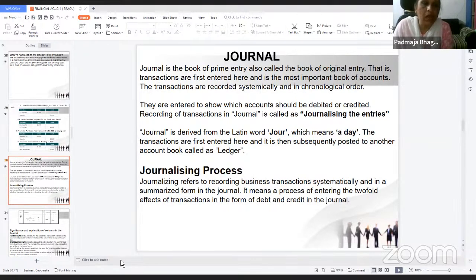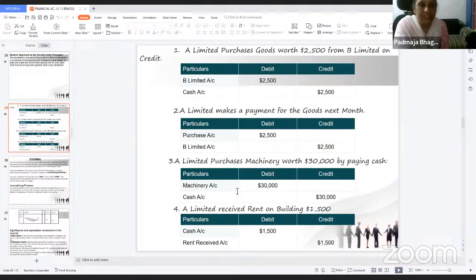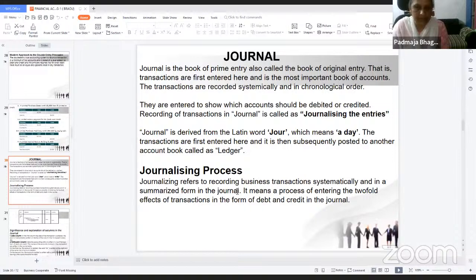Okay. Then the journalizing process. Journalizing refers to recording the business transaction systematically and in summarized form in the journal. Summarizing means you have to summarize it. That is, machinery account debit to cash account. It means you are purchasing machinery for cash. So you are summarizing it, in the form of a debit and credit in the journal.